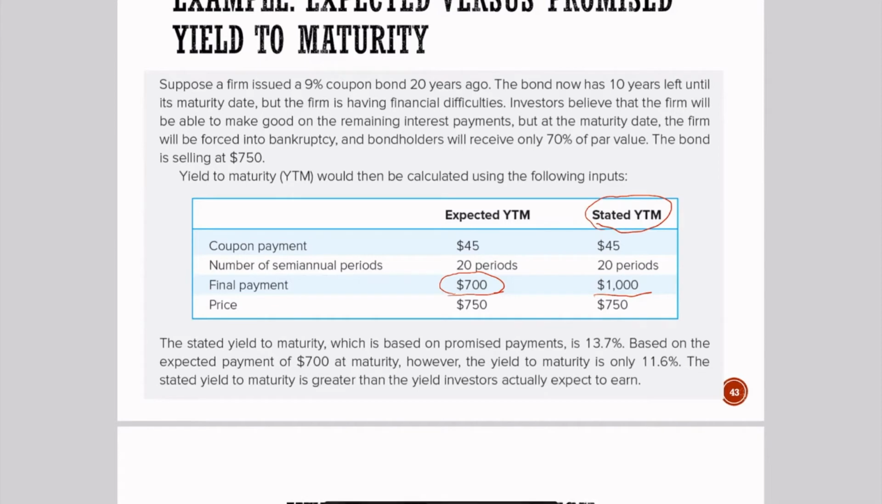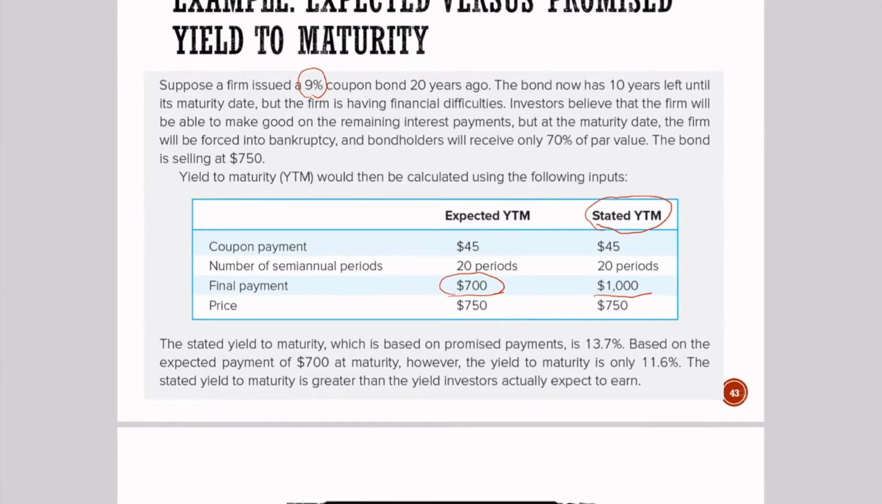Here the coupon payment is 45. How do we know this? Well, we know the coupon rate is 9%, so the annual coupon payment is $90, which means the 6-month payment would be $45. Then the bond now has 10 years left, and because it's a semi-annual coupon payment, we would use 20 periods. And the price, of course, is simple: it's 750. Again, you could use the financial calculator to punch in these 4 numbers to get your yield.